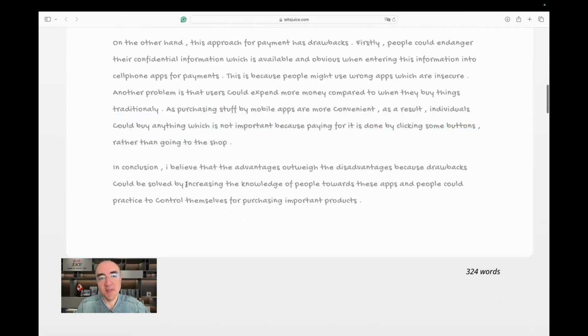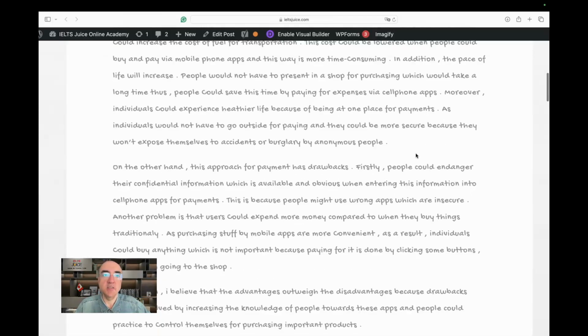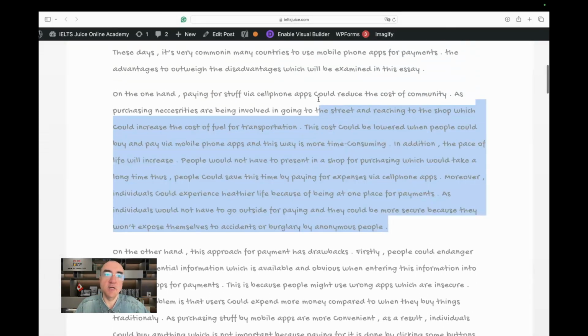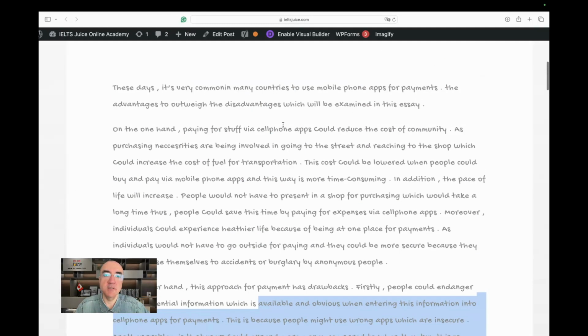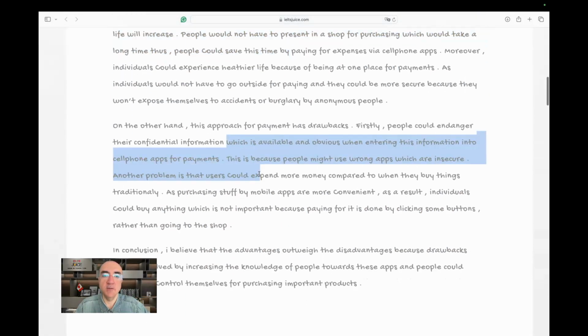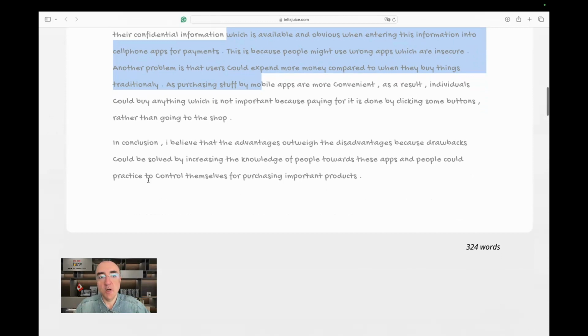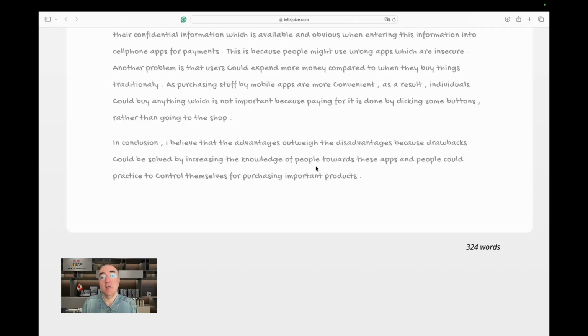In conclusion, I believe that the advantages outweigh the disadvantages. I can see this. You see the size of this paragraph versus this, plus there were 3 items here and there are 2 items here. Because drawbacks can be solved by increasing the knowledge of people towards these apps, and people can practice, I need a comma before I can practice controlling themselves when purchasing important products.